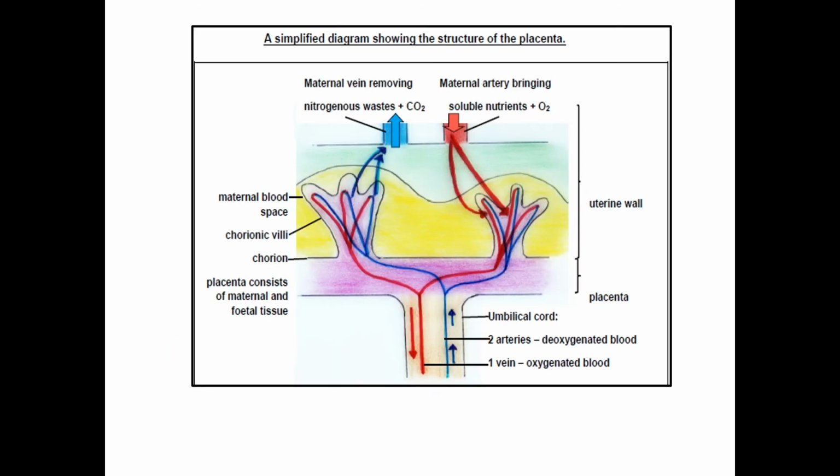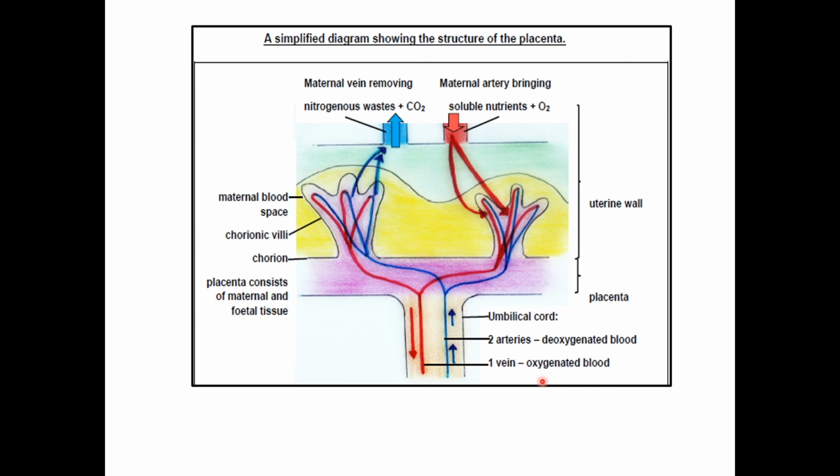Right, let's quickly revise the structure of the placenta. So the placenta is made up of the mother's blood vessels, fetal blood vessels, and then there's a sinus between the two, a space between the two. Then connecting the fetus to the placenta is the umbilical cord. The umbilical cord has two arteries, which are the umbilical arteries, and one umbilical vein. And the vein will carry oxygenated blood, and the artery will carry deoxygenated blood.